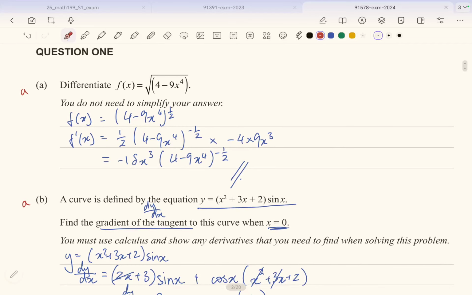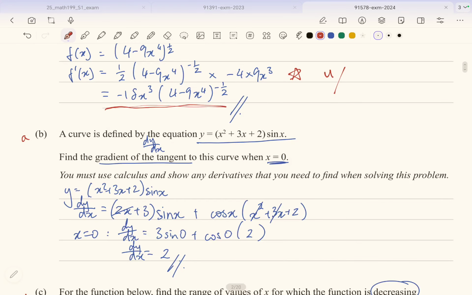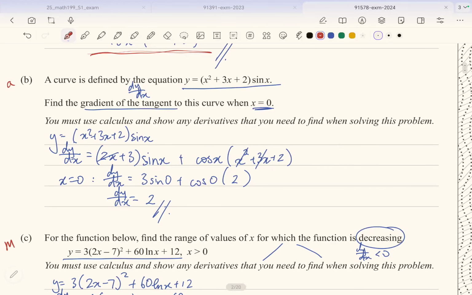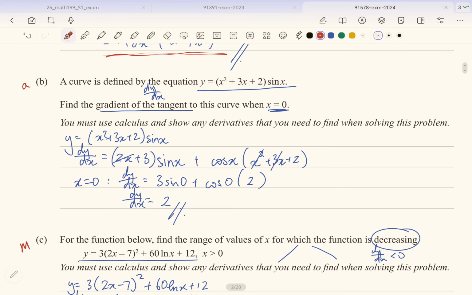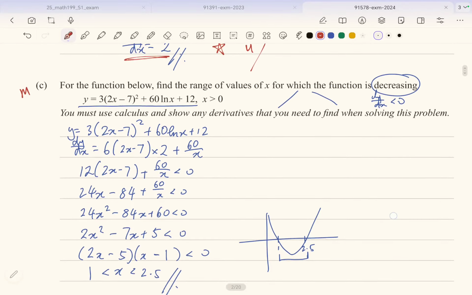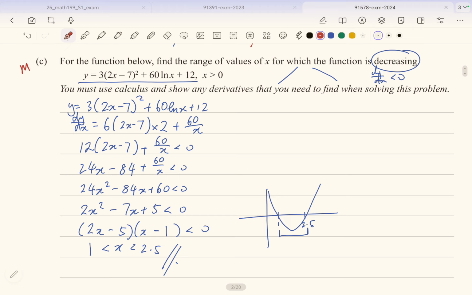For an achieved level question, you just need an unsimplified version of this, or equivalent. You could have just stopped here, and that would have been your first achieved mark, or your U mark. Again, part B is also an achieved level question. You just need to get dy dx equals 2. That will also be your achieved mark, or your U mark. That's 2 achieved already.